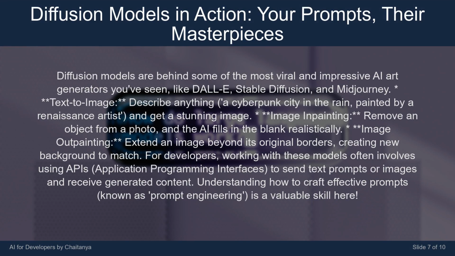Diffusion models are behind some of the most viral and impressive AI art generators you've seen, like DALL-E, Stable Diffusion, and Midjourney. Text-to-image. Describe anything, a cyberpunk city in the rain, painted by a Renaissance artist, and get a stunning image. Image inpainting. Remove an object from a photo, and the AI fills in the blank realistically. Image outpainting. Extend an image beyond its original borders, creating new background to match. For developers, working with these models often involves using APIs, application programming interfaces, to send text prompts or images and receive generated content. Understanding how to craft effective prompts, known as prompt engineering, is a valuable skill here.